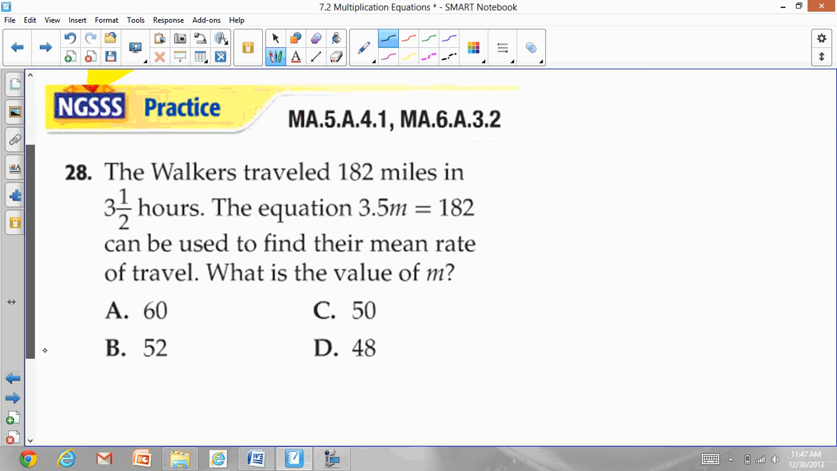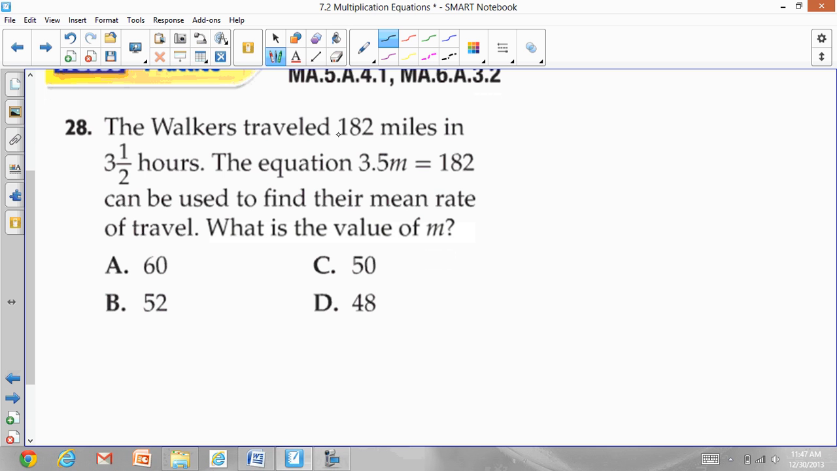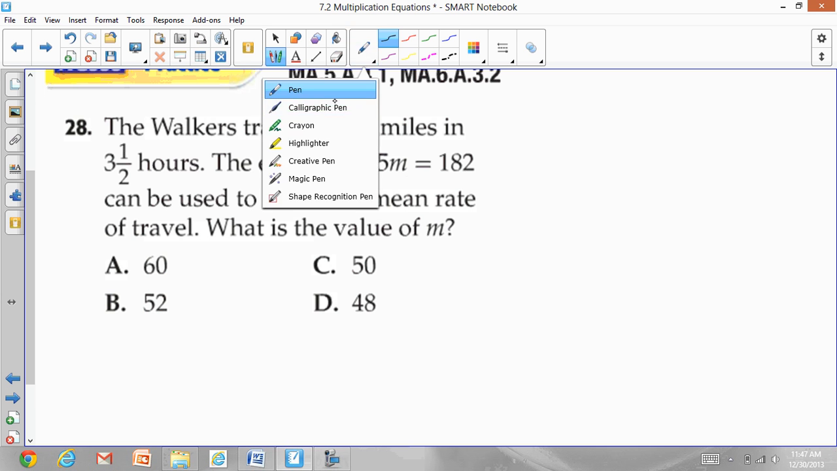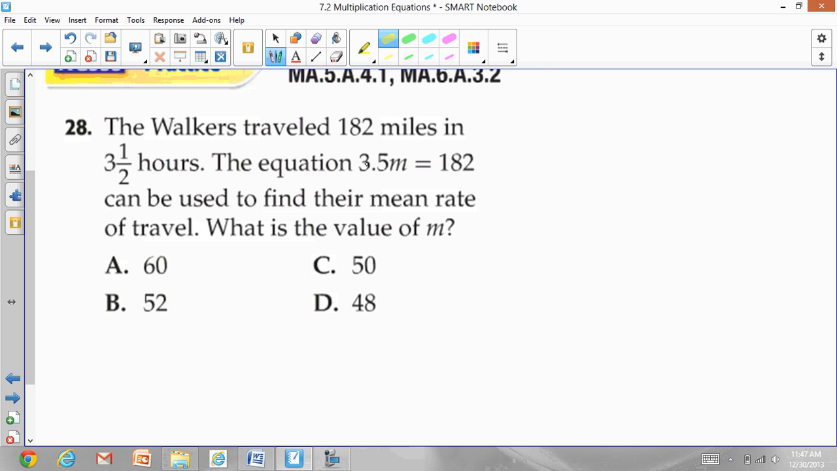Okay, focus on this question. This is an FCAT style question. So the walkers travel 182 miles in 3.5 hours. The equation is given. Anytime you are given an equation or an expression, that will be your starting point. So your starting point in this case is going to be 3.5m equals 182.